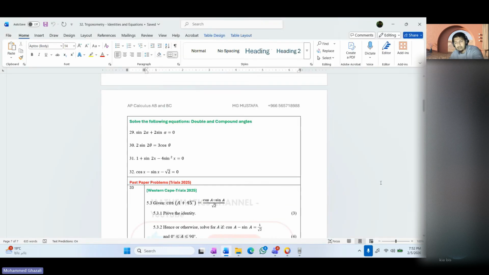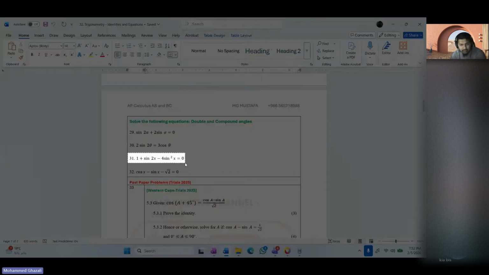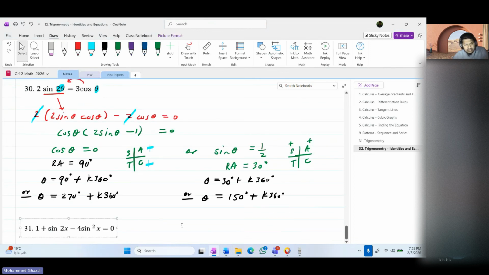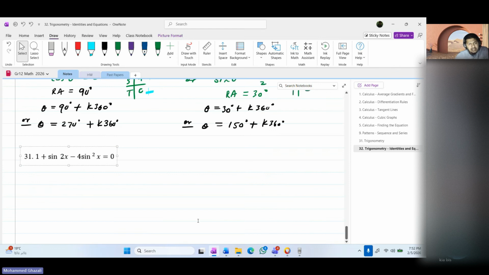Let's look at the last problem. Question number 31. In question 31, what we have here is 1 plus sine 2x minus 4 sine squared x is equal to 0. It does look like a quadratic, okay? But we have a problem because in this quadratic, we got sine squared x. The angles are different in this quadratic, okay?